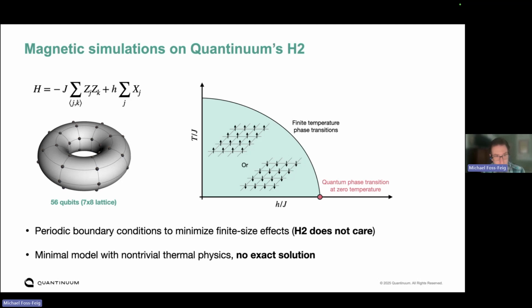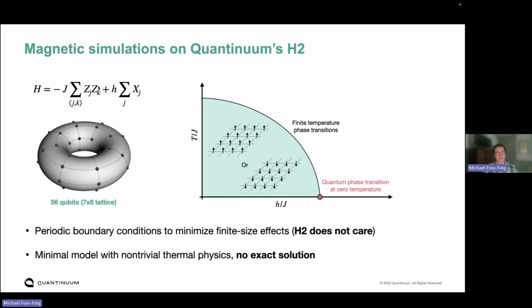And the reason we chose this particular model, there are a couple of reasons, but I would say the main one is that despite the fact that it's simple, it is complicated enough to show a lot of very generic physics and also to not have any exact solution. So it's a good test bed for whether you can do anything that can't be done classically, since there is no efficient classical way known to simulate this model in full generality.